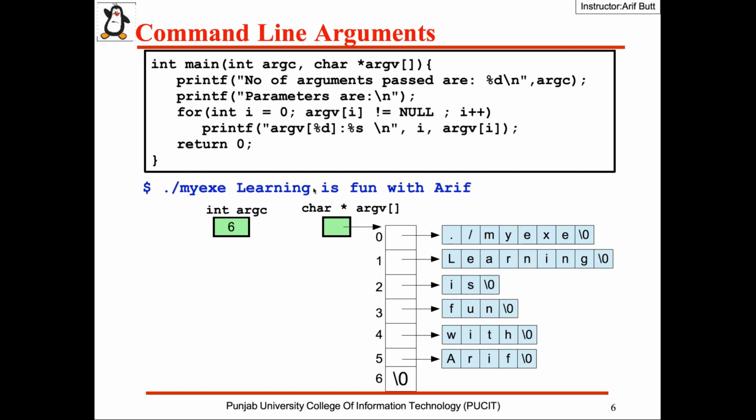1, 2, 3, 4, 5, 6. argc will contain 6, and argv sub 0 will contain ./myexe terminated with null. argv sub 1 will contain learning, then 2 is then fun with Arif, and finally we have a null over here. So this loop will successfully display all these command line arguments passed.